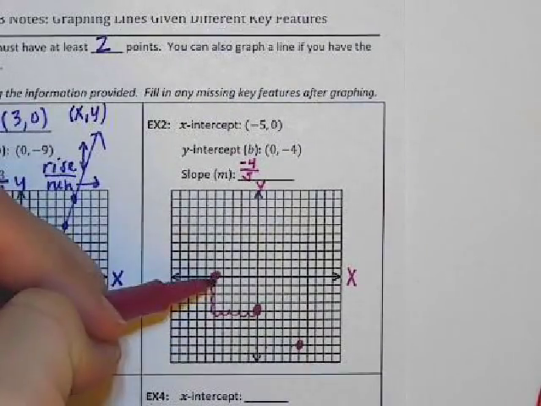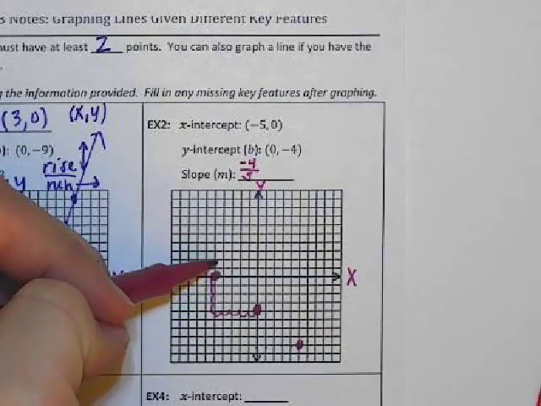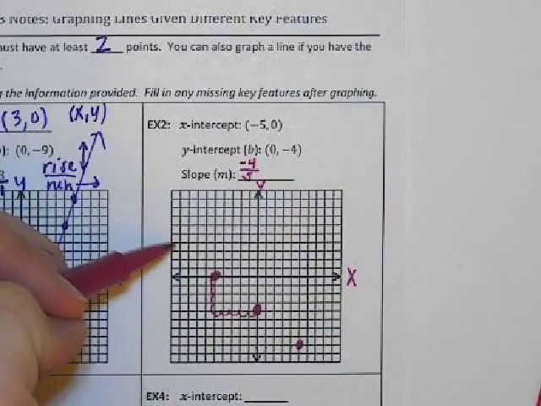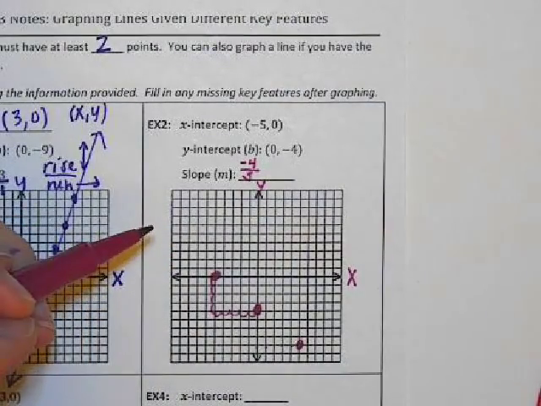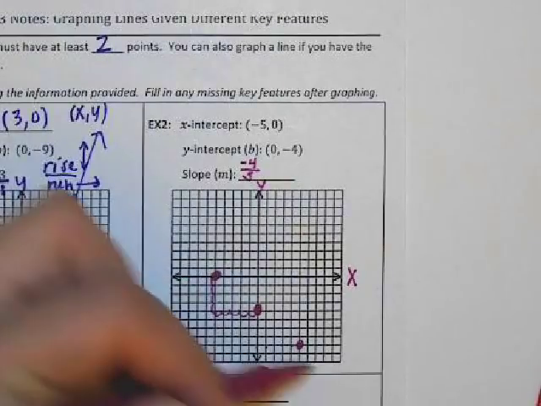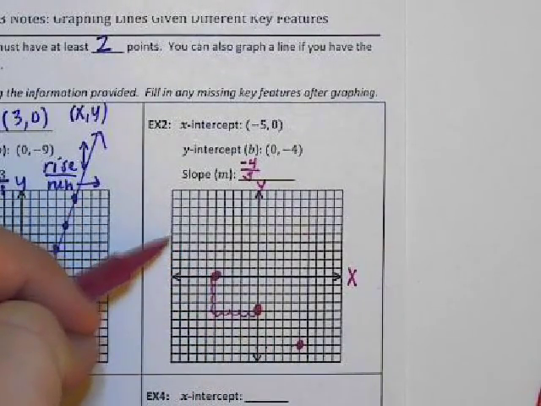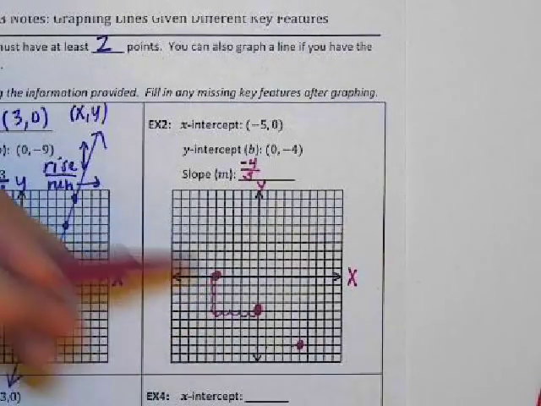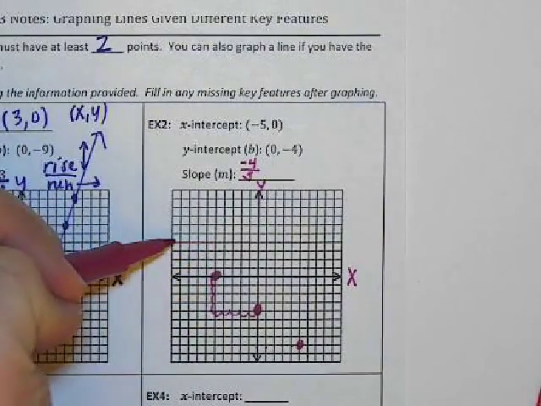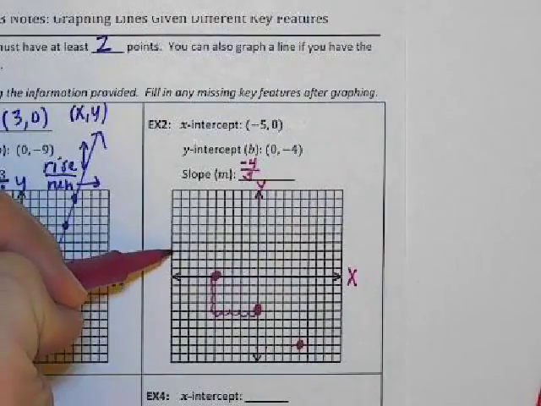Could I put a dot over here somewhere? No. Why not? You're going down, not up. Well, if I was to continue my line, wouldn't a dot be over here somewhere? Yes. Could I do the opposite? Up 4, the other way 5. Yes. And put a dot.